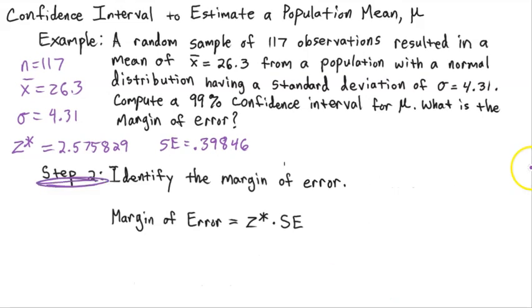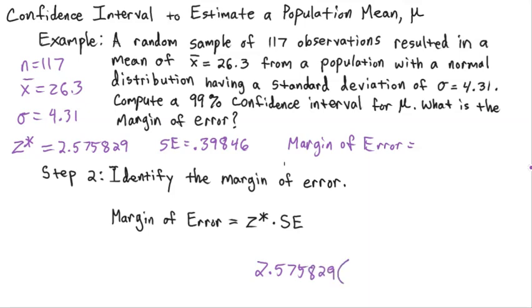All right, step 2, margin of error. It's exactly the same as with the population proportion. The margin of error is very simply z star times standard error. Okay, so the margin of error is going to be, well, let's put down here 2.575829 times standard error, which is 0.39846.